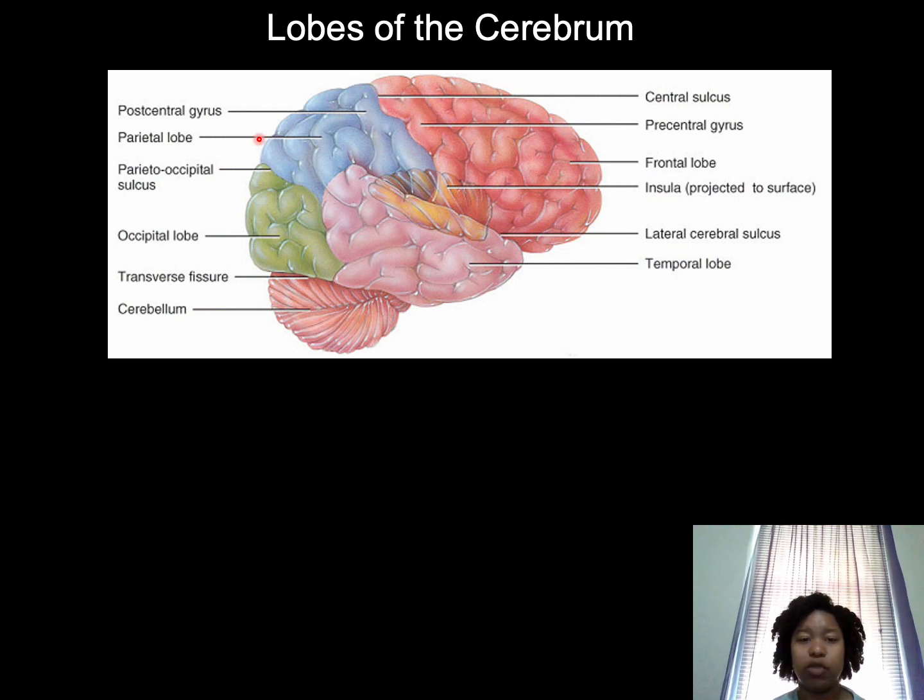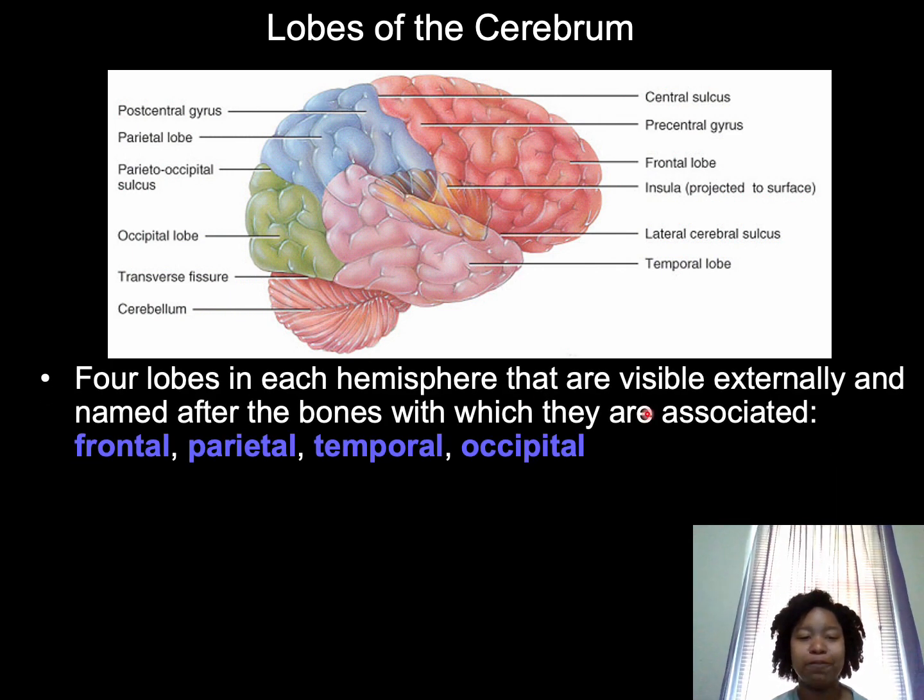So for the lines, those little depressions, those are the fissures that help you separate the different lobes, right? From your frontal lobe to your parietal lobe, you've got the central sulcus. And then from the parietal lobe to the occipital lobe, you've got the parieto-occipital sulcus, things like that. So hopefully, the name matches up with the location or the function of it. But here you go, 4 lobes in each hemisphere that are visible externally and named after the bones that they're associated with. So again, those are the frontal lobe, the parietal lobe, the temporal lobe, and the occipital lobe.